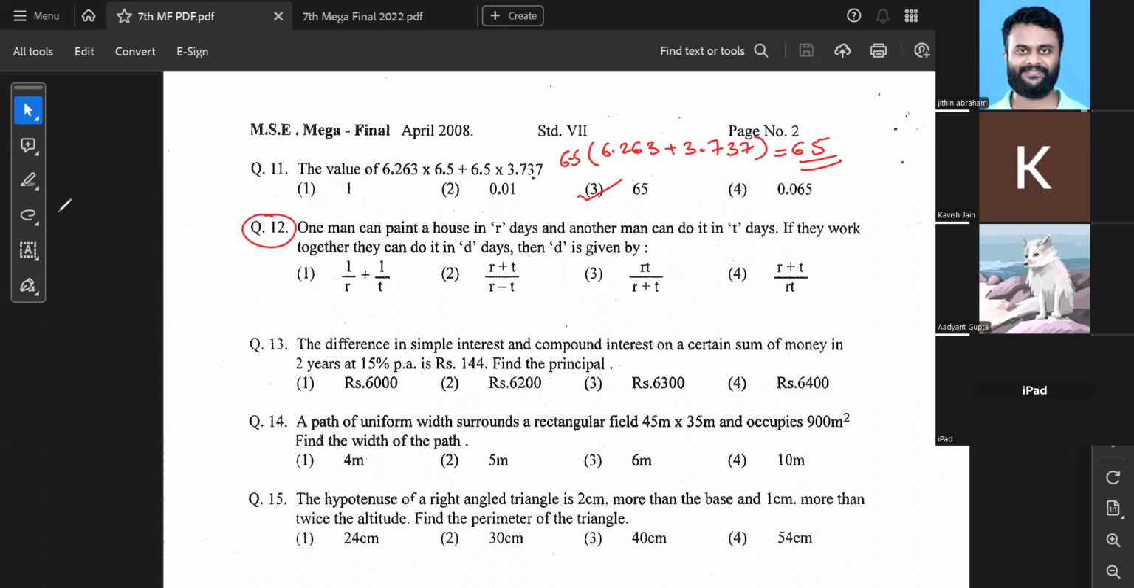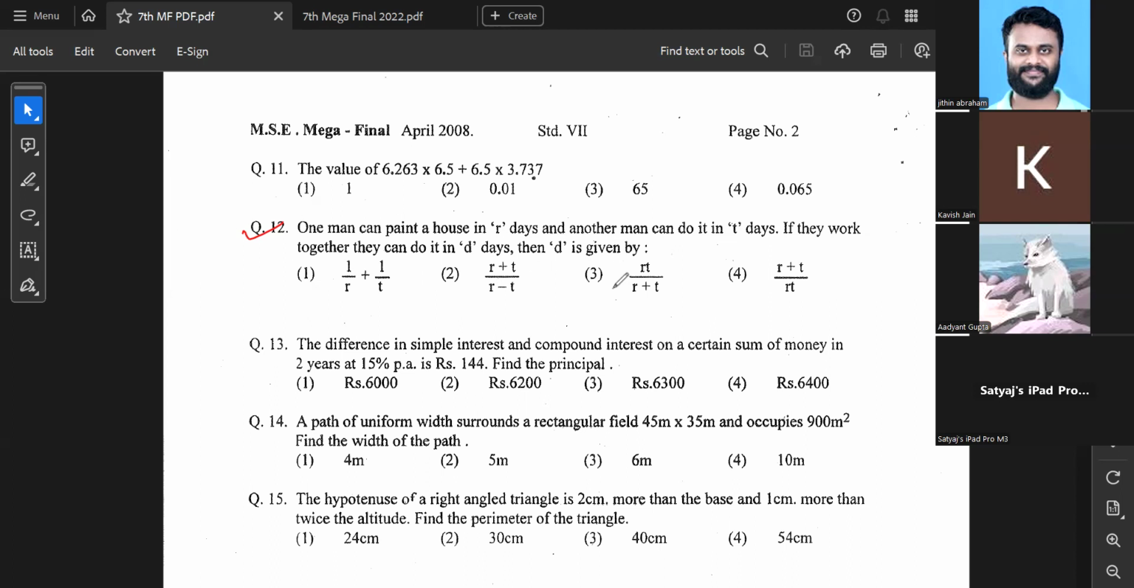Next question. One man can paint a house in R days. Another man can paint a house in T days. If they work together, they can do it in D days. Then D is given by what? So it's the third option, by default the third option.